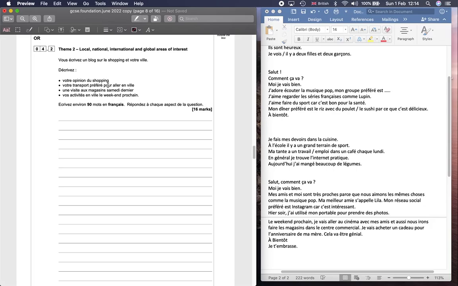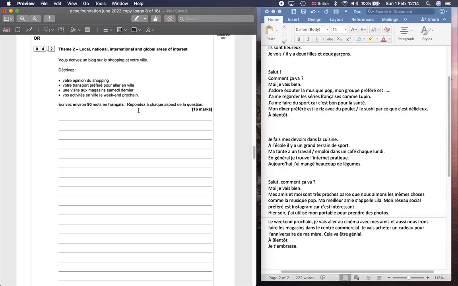So basically here, opinion about the shopping, opinion about your favorite transport when you go in town, a visit that you had in a shop last Saturday, and also an activity that you will do. Ah no, sorry, it's about le week-end prochain, so next weekend, sorry. So the future tense. So let's have a look.